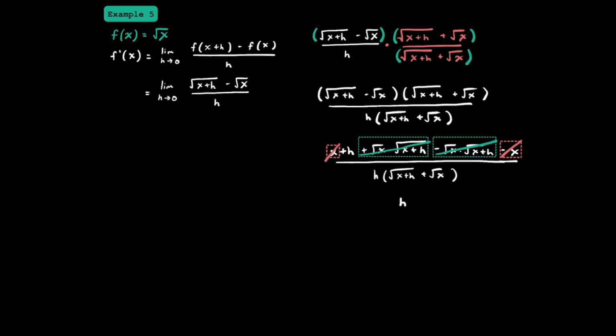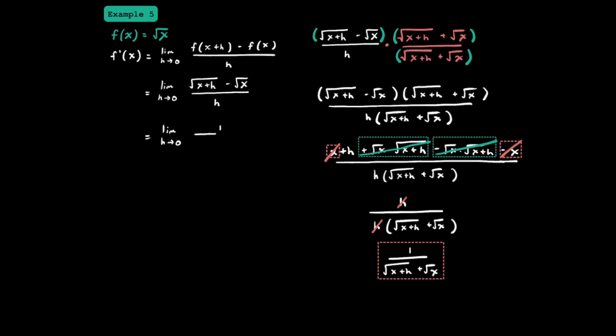This whole mess just simplifies down to h over h times the square root of x plus h plus the square root of x. Seeing as we have a common factor of h in the top and the bottom, we can cross those out, and we get a 1 over the square root of x plus h plus the square root of x. Now let's go back to the limit. Putting our simplified expression back in, we're going to have 1 over the square root of x plus h plus the square root of x. Again, I just brought this up from over here.